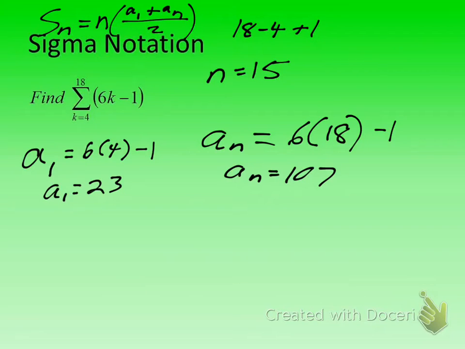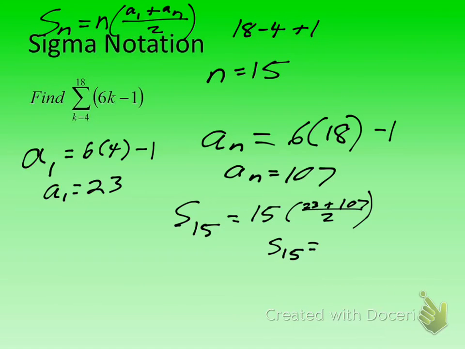So now you get everything you need. You plug it all in. So how many terms do we have? 15. So we're trying to find the sum of those 15 terms. So S sub 15 equals 15 times the parentheses. The first one was 23, the last one is 107, and we always divide by 2, which gives you S sub 15 of 975.